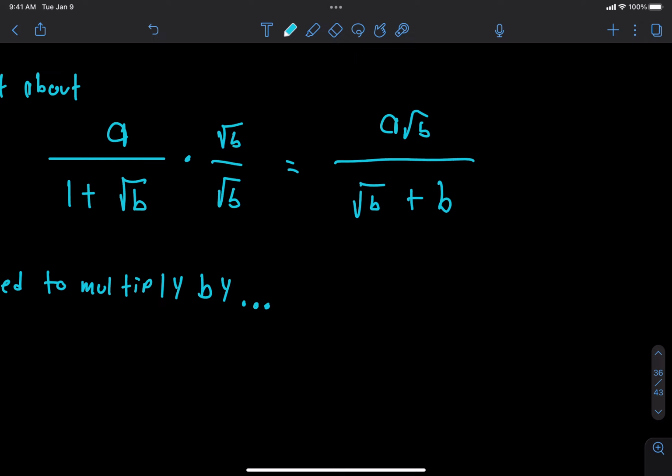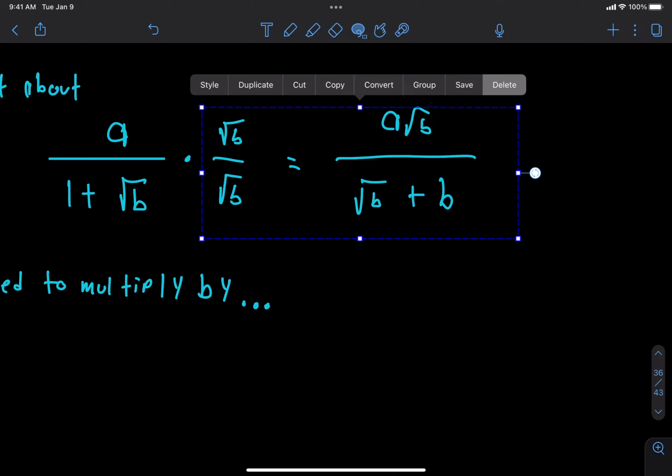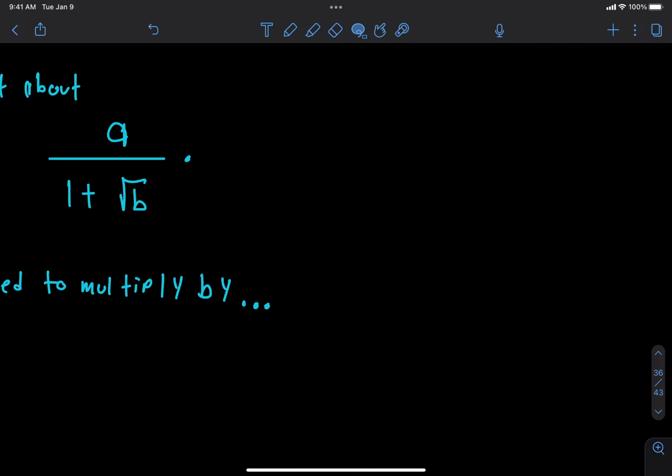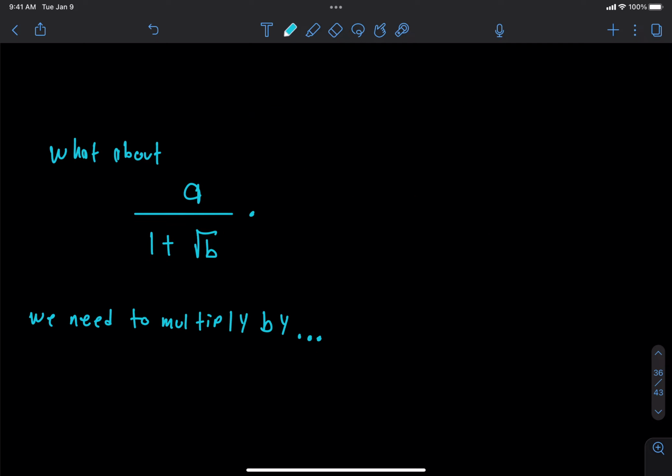But no, it's not going to work because this is a half power, or this is a square root, and this is not a square root. So if I multiply again, then I'll take care of this one, but then this one will become a root again. So that's not what I want. But there is actually a clever trick that we can use to handle this. Does anybody know what it is? Multiply by 1 minus root b. Very good. We need to multiply by 1 minus the square root of b.